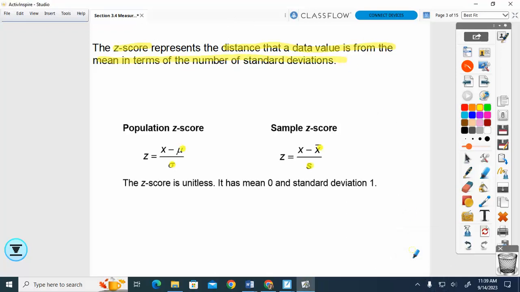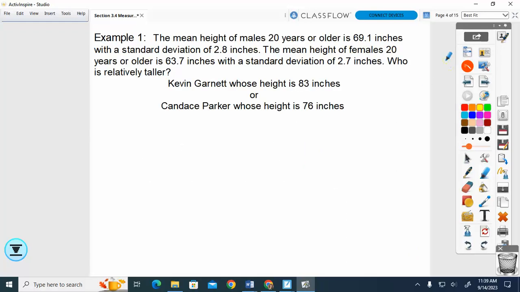So the mean height of males 20 years or older is 69.1 inches with a standard deviation of 2.8. The mean height of females 20 years or older is 63.7 with a standard deviation of 2.7. Which of these people is relatively taller? So that doesn't mean which one's taller overall. It means who's taller with respect to their group. Who's taller compared to other people that are like them.